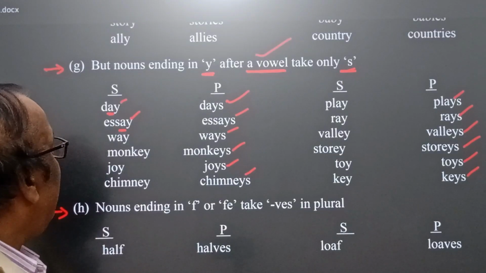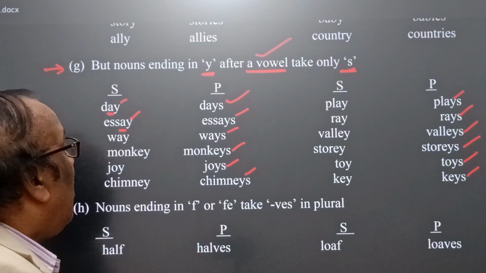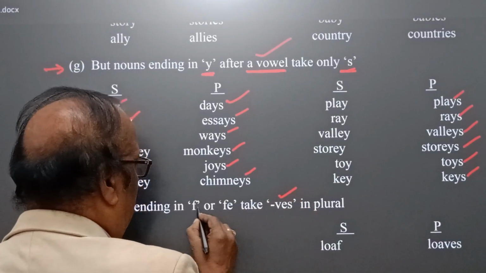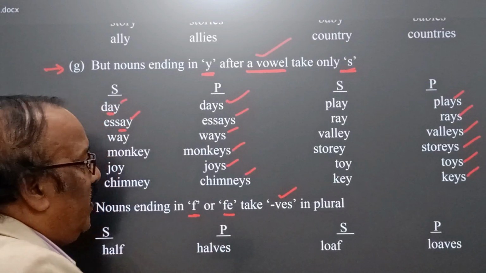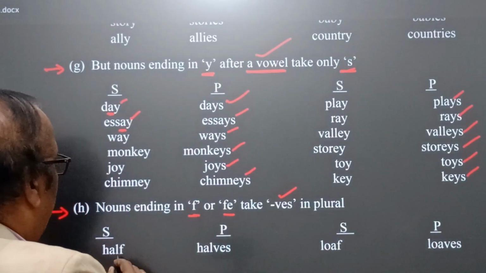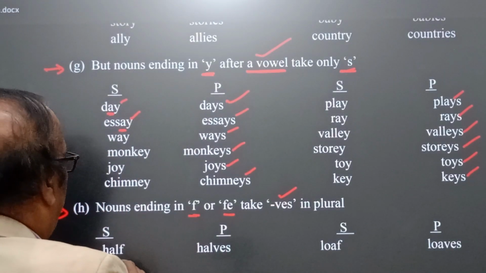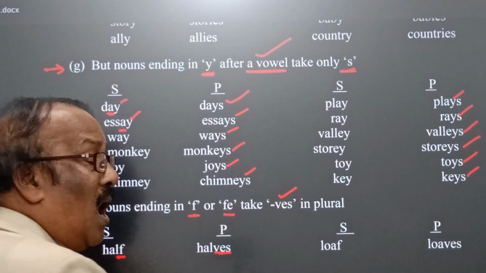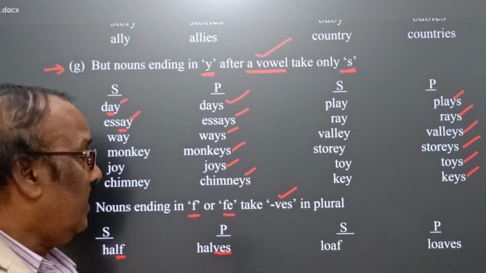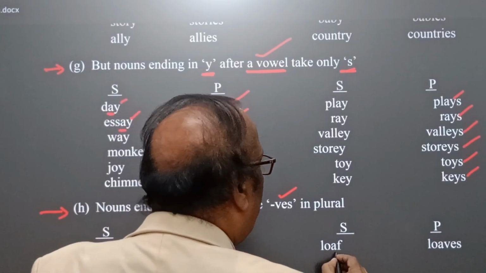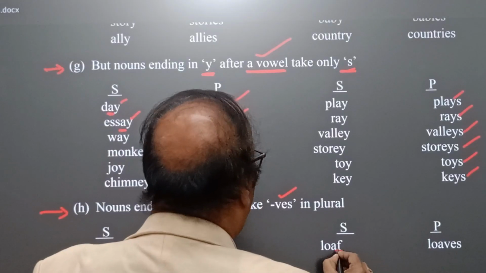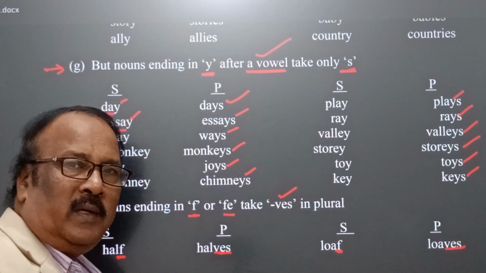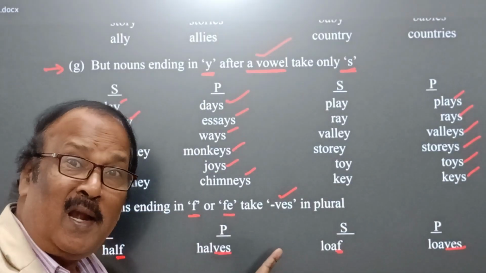Here nouns ending in f or fe take ves. Yes, f or fe takes ves in plural. Remember half, then halves. Yes, loaf, here f, then loaves, ves. Yes, this is interesting and important.